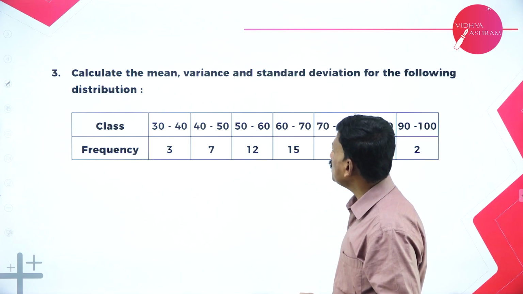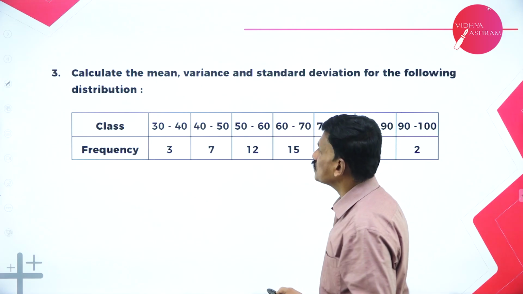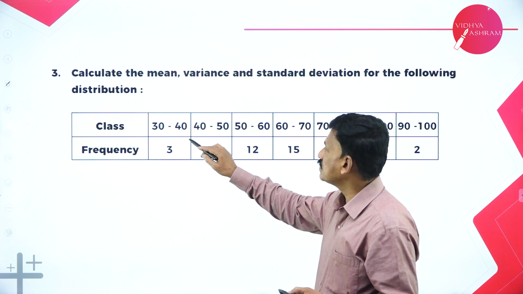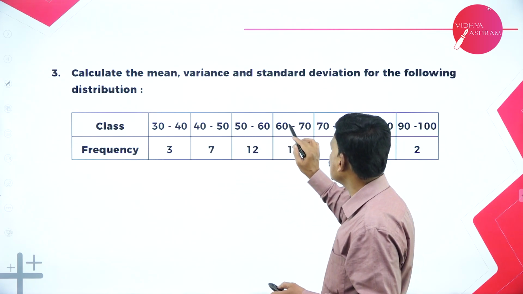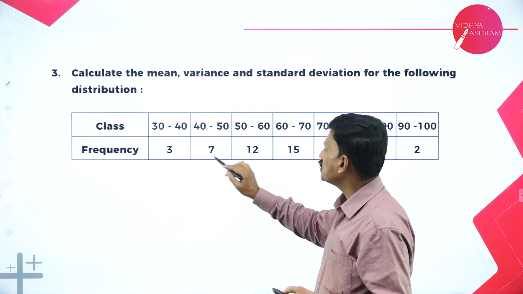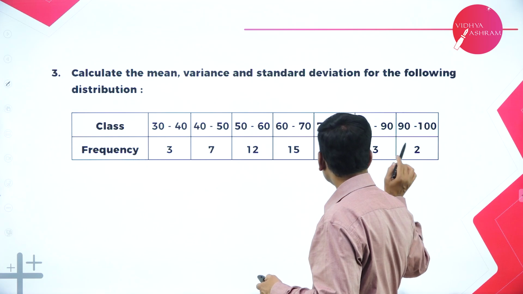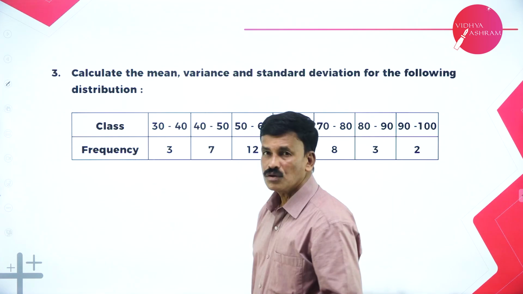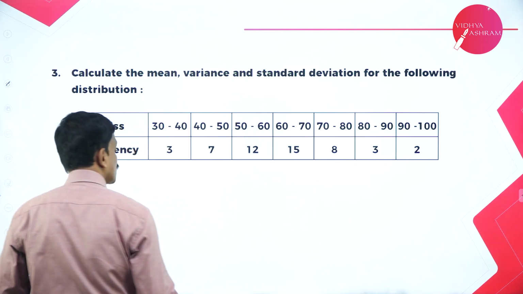Calculate the mean, variance and standard deviation for the following distribution. Class interval and frequency is given. Class intervals are 30-40, 40-50, 50-60, 60-70, 70-80, 80-90, 90-100, and the frequencies are 3, 7, 12, 15, 8, 3 and 2. Now let us represent this in a table.